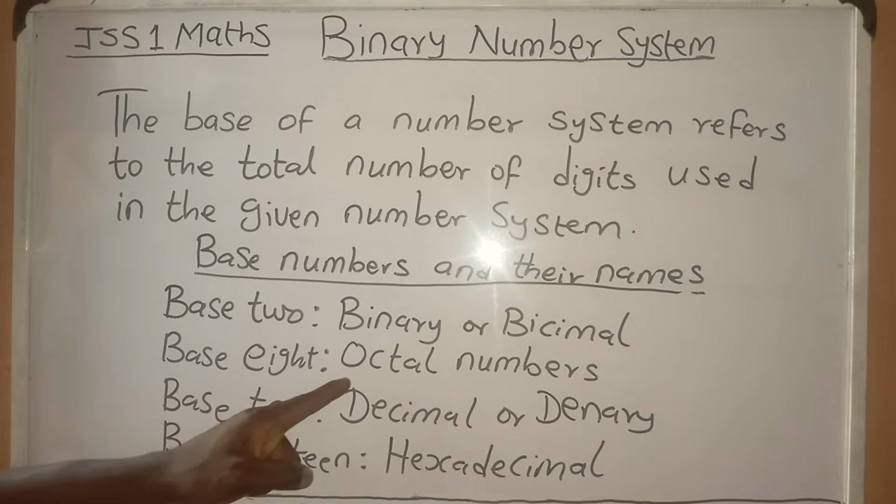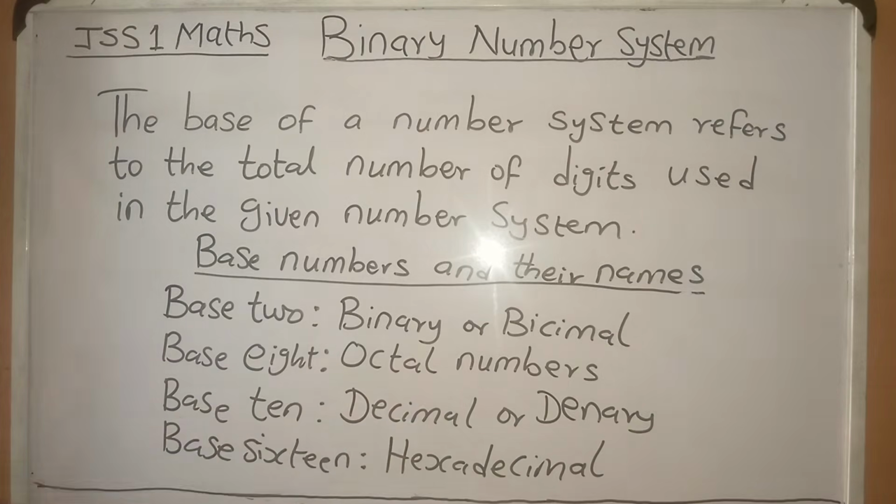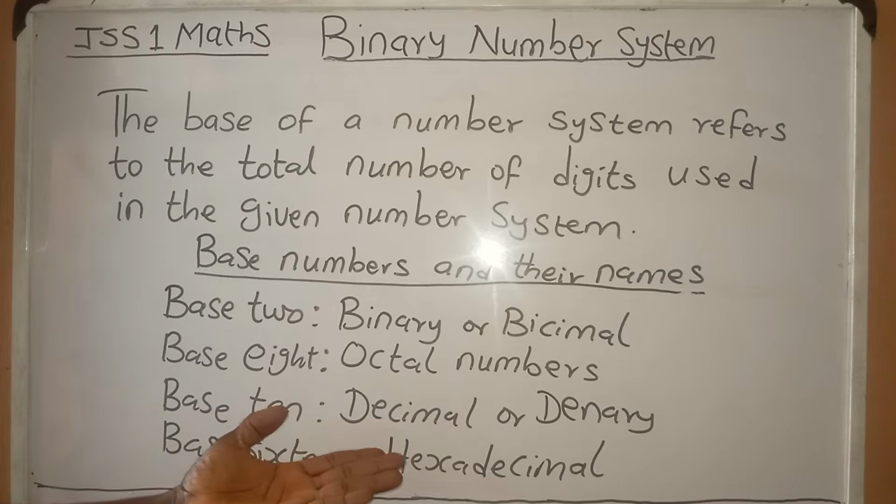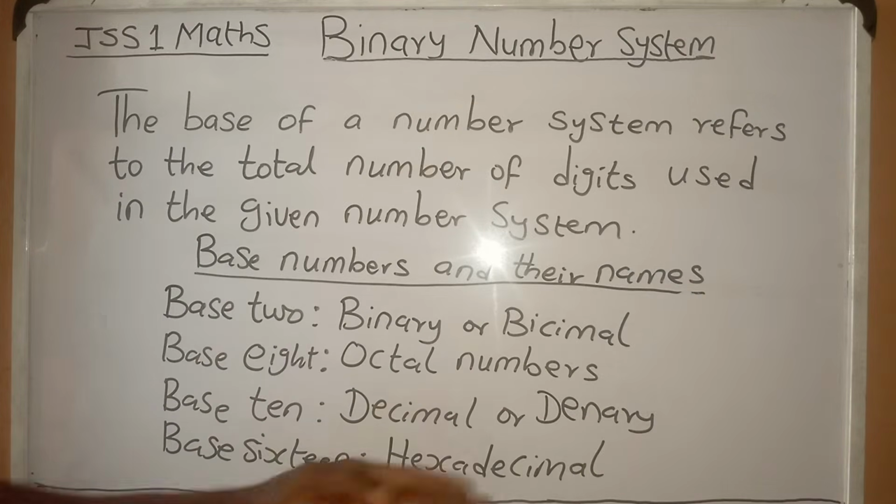Then base 8 are called the octal numbers. Octal numbers. Then base 10 are called decimal or denary numbers. Base 16 are called hexadecimal. Get familiar with these names because we may be using them at one point in our discussion going forward.